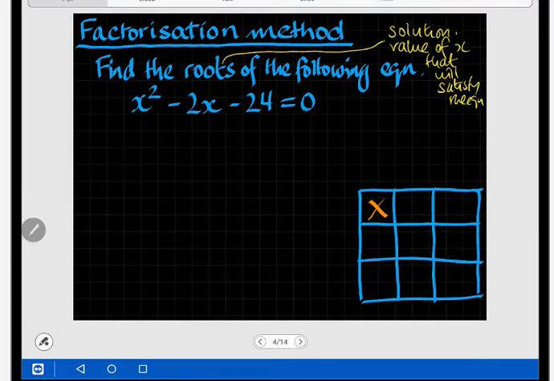Using my grid method here, I'm going to have to factorize this, and this will be equal to 0 here.